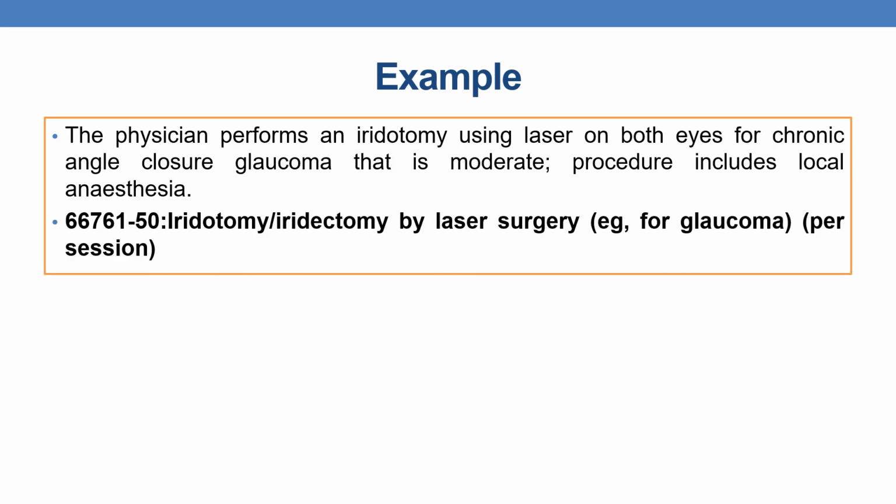Let us see one more example. The physician performs an iridotomy using laser on both eyes for chronic angle closure glaucoma, that is moderate. Procedure includes local anesthesia. Here the CPT is 66761 along with 50 modifier to indicate the bilateral procedure, because the procedure is performed on both eyes. 66761 along with 50 modifier. Iridotomy or iridectomy. Here iridotomy is performed by laser surgery for glaucoma per session.